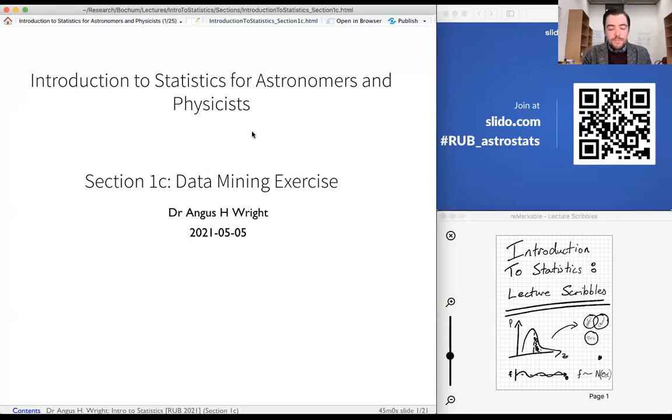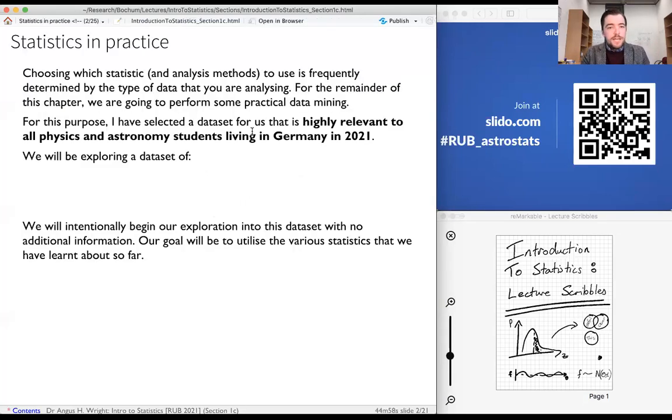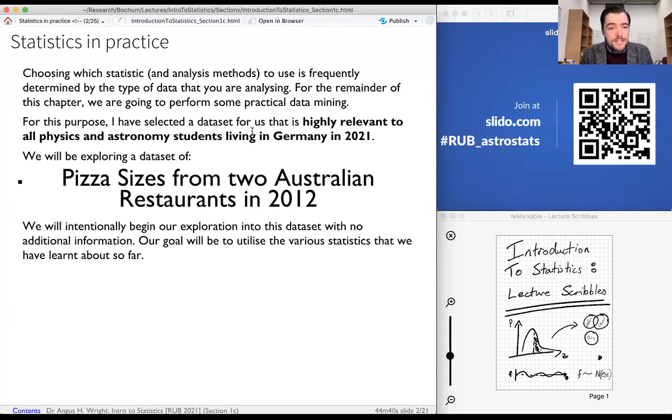And so the way in which I've set this up is, as you might remember from last week, I've got a data set from online. And that data set, as I said last week, is, I think, highly relevant to all people studying physics and astronomy living in Germany in 2021. That data set is of pizza sizes from 2 Australian restaurants in 2012.